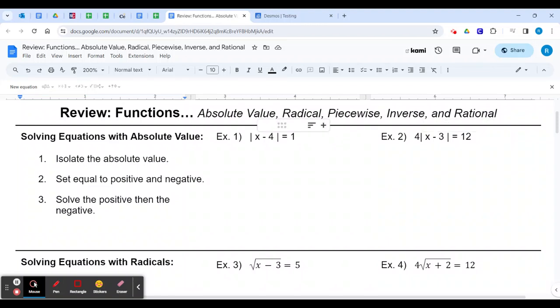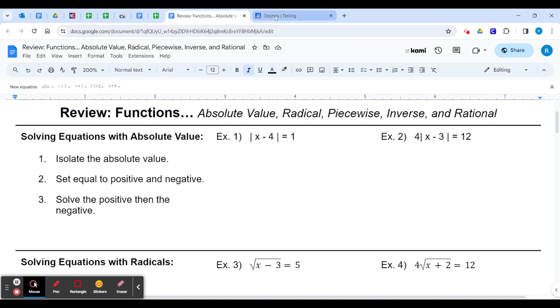All right, our second day of review. If you look at the title of your review sheet, we are going to cover a lot and jump around to a bunch of different things. We're covering basically functions, dot, dot, dot. That'll include some absolute value, some radical, some piecewise, some inverse, and rational. We're going to buzz through it, just hitting the key skills. And after the review sheet, there will be a chance to practice some key test problems.